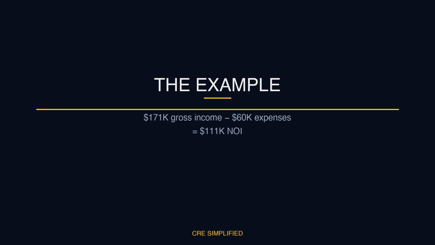You're looking at a 10,000 square foot office building. It has 3 tenants paying a combined $180,000 per year in rent. After applying a 5% vacancy factor, that drops to $171,000 in effective gross income. Operating expenses, taxes, insurance, management, maintenance total $60,000 per year. NOI equals $171,000 minus $60,000 equals $111,000.